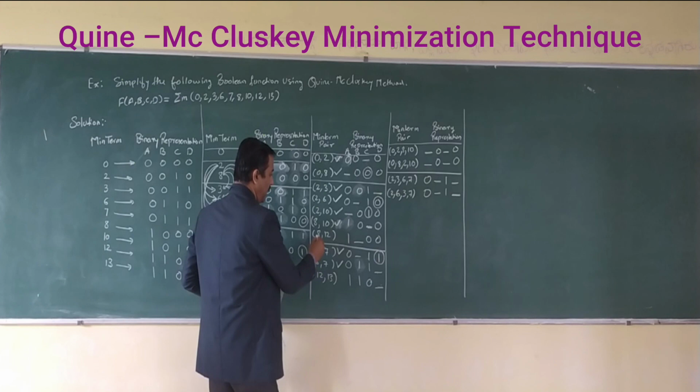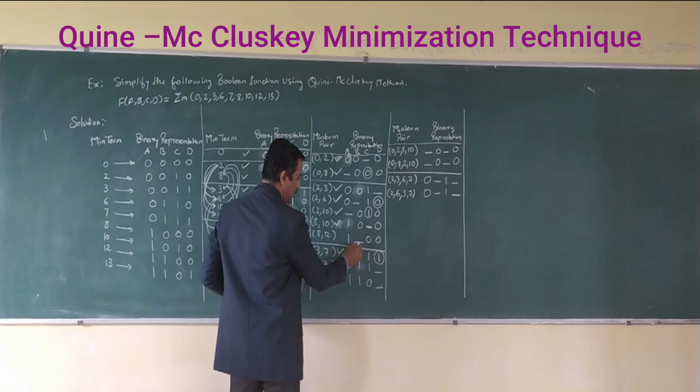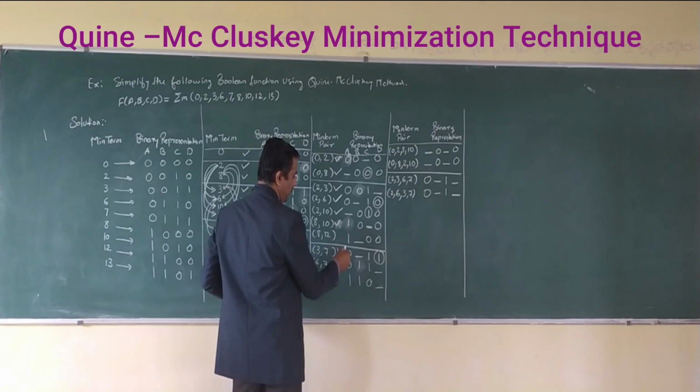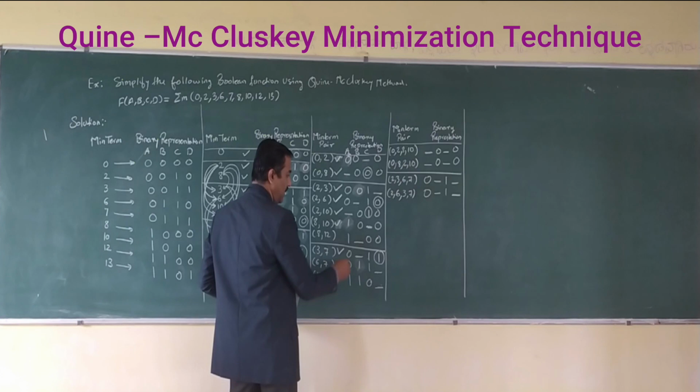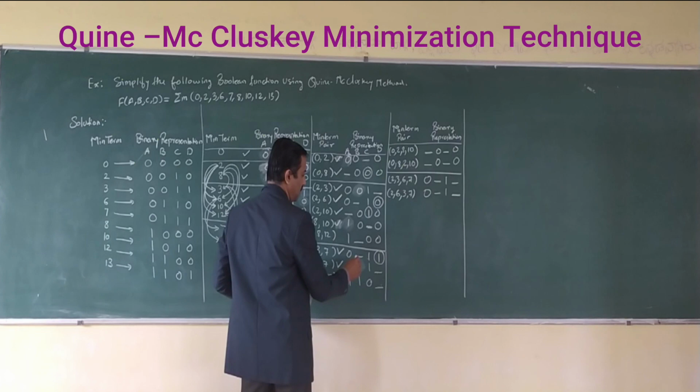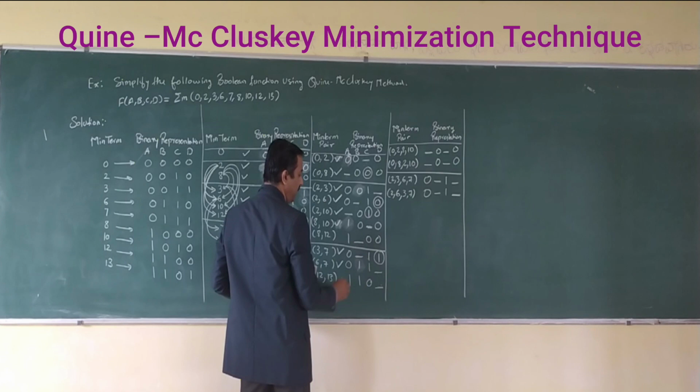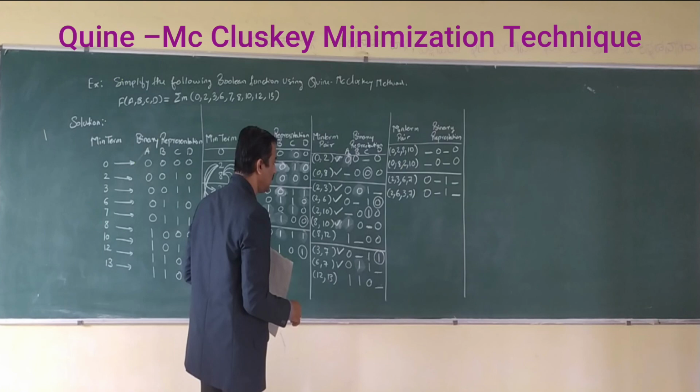8,12, let me check 8,12 and 3,7 because there is an underscore here, there is an underscore here in the second position. So can we compare 8,12 and 3,7? Let me check. The bit position is changing in the first column itself. In the second column there is no bit at all. So comparison is not required. What is happening in the third column? In the third column also 0 and 1. The bit position is changing. So 8,12 and 3,7 comparison is not possible. So we stop here.